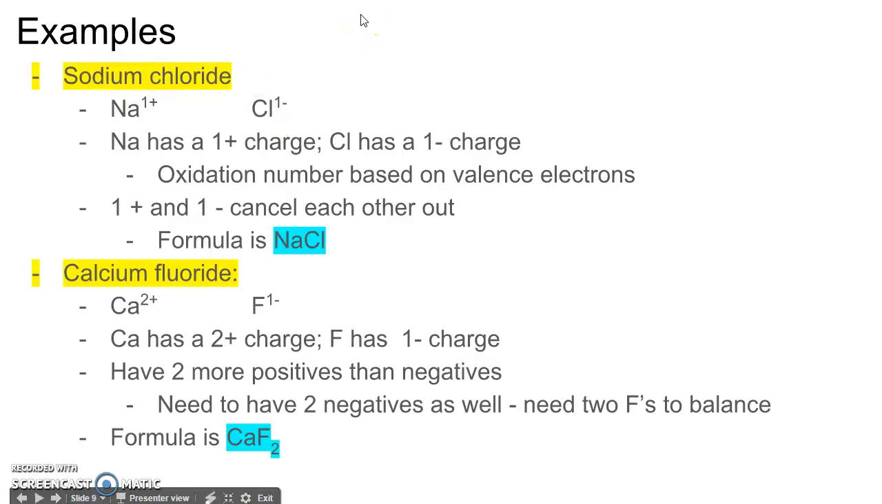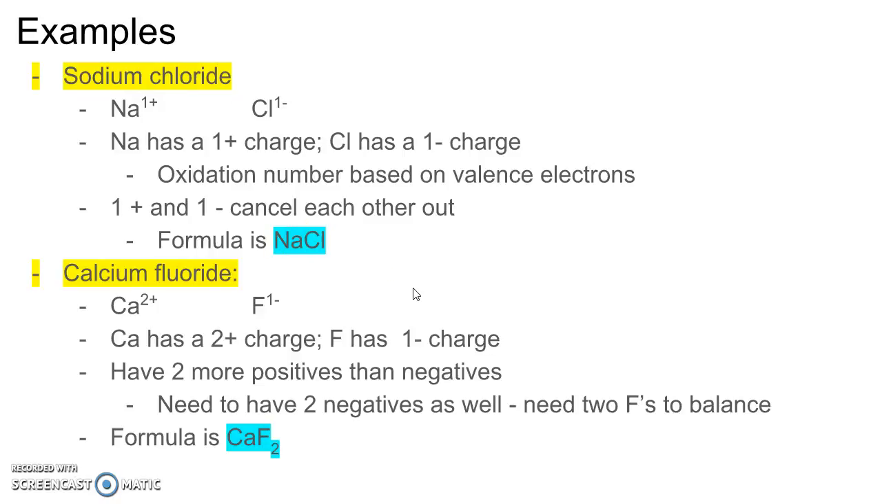Well, if I look on my periodic table, sodium's in the first column, so it has a 1+ charge. And chlorine is in the second to last column, so it has a 1- charge, just by using my valence electrons. This is what we learned in the last unit. So they're already balanced. I have a 1 positive and a 1 negative, so I don't have to do anything fancy here. I just literally now write my formula. I have 1 sodium atom for every 1 chlorine.